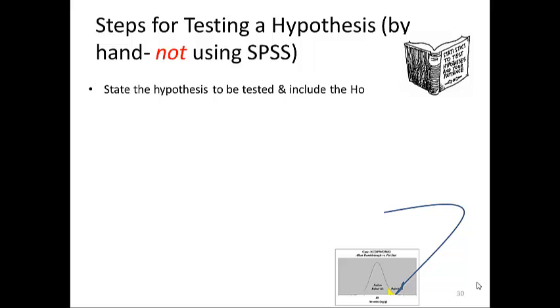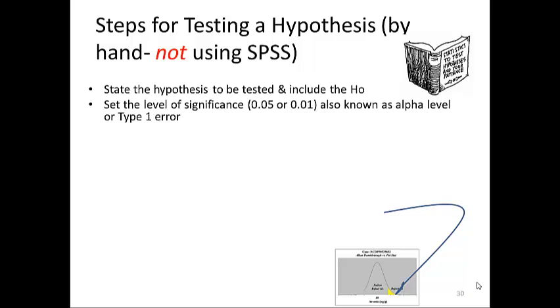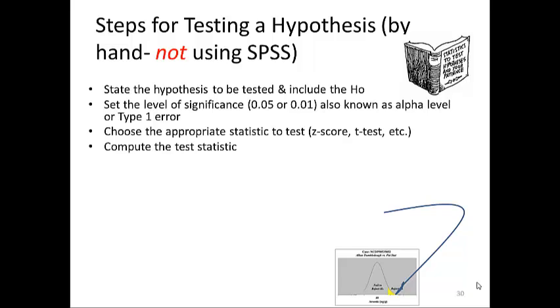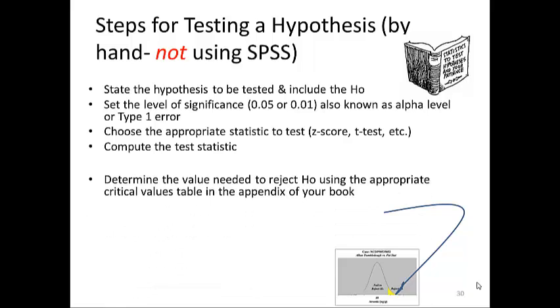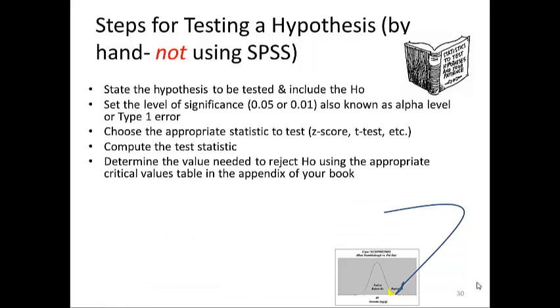We state our hypothesis to be tested and we include the alternate hypothesis. We set the level of significance. Typically it's 0.05. We choose the appropriate statistic to test. Might be a z-score, a t-test. We'll get more into that in our next topic. We compute that test statistic. We determine the value needed to reject the null using the appropriate critical values table in the appendix of your book. This would be a good time to check the appendix for those different tables.